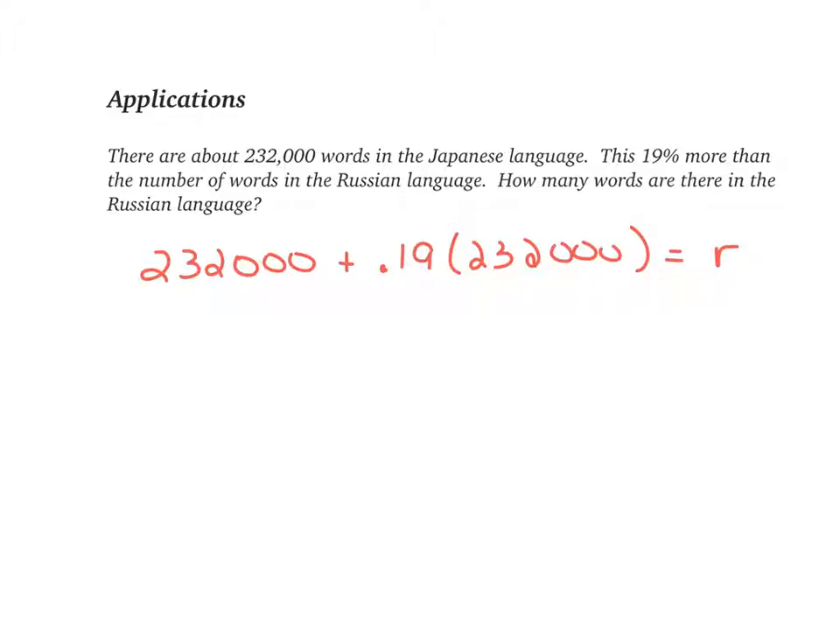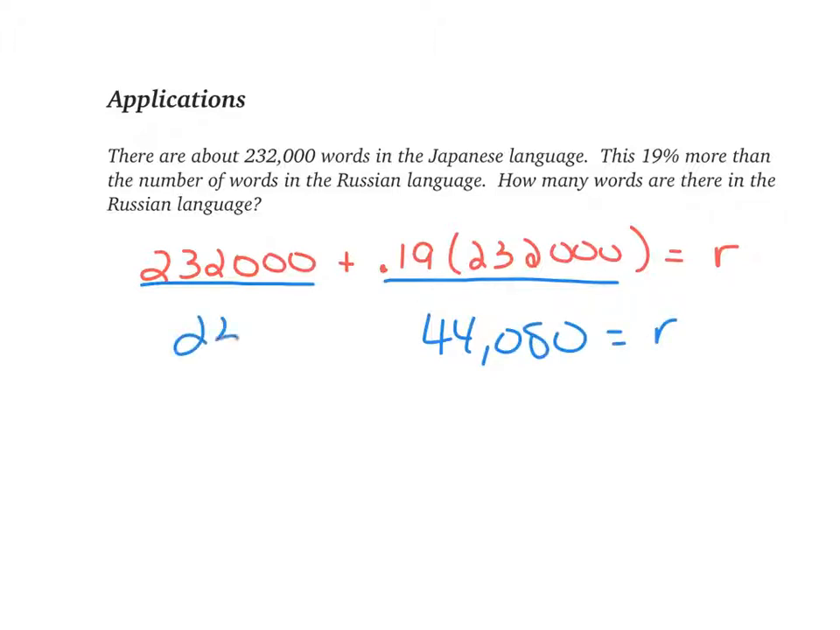So all I did here is I took the Japanese words and I'm adding 19% of that by multiplying their total by 19%. So I'm going to take my calculator and go to 19% of 232,000, and I got 44,080. So I have 44,080 plus the original 232,000. I need to add those together, and I get 276,080 words in the Russian language. So that one's not too bad.